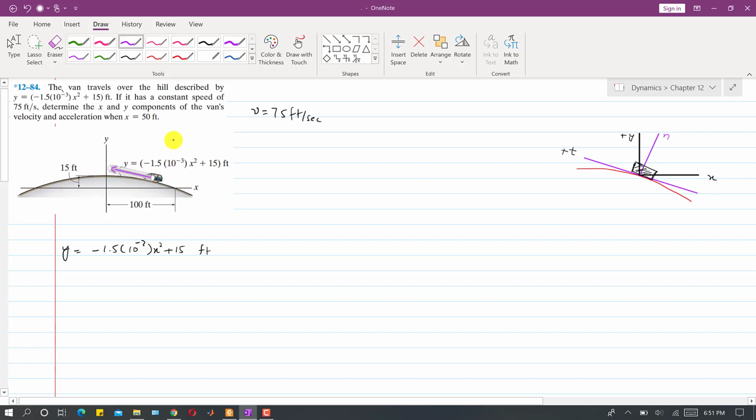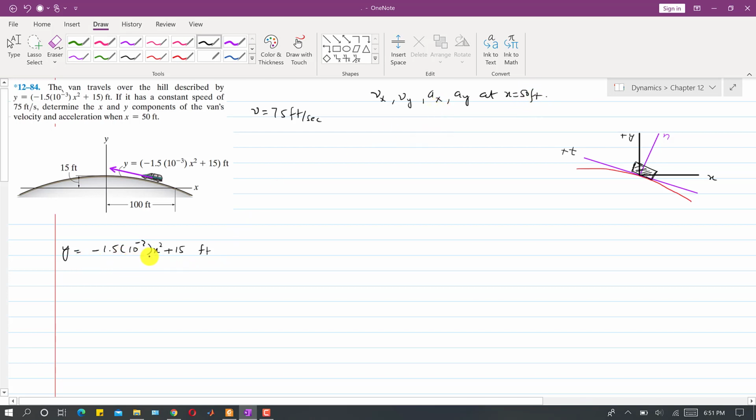So this path. So we are asked to determine the x and y components of the van's velocity and acceleration. So we have to find vx, vy, ax and ay at x is equal to 50 feet.